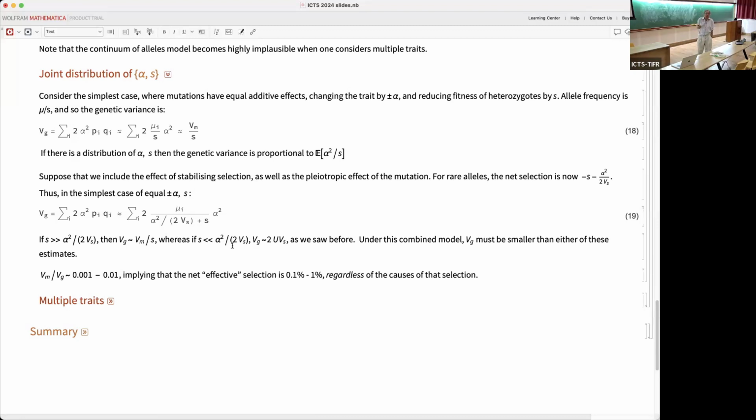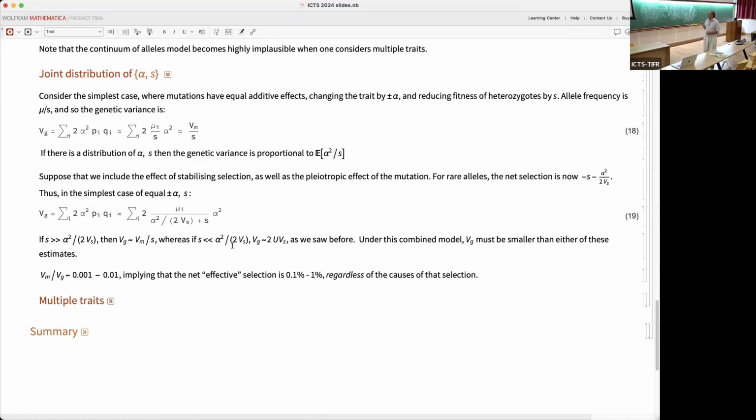And all that's saying is that, well, if you've got a certain standing genetic variance, you've got mutation coming in, increasing the variance by Vm per generation, you've got to have something eliminating that variance. That is, the underlying alleles have got to be eliminated at a rate S to match that. And so this is actually a very robust result, which doesn't depend on that many assumptions. It's really about the relative timescale of mutation coming in, increasing variance, and selection eliminating variance. In fact, if you have a distribution of alpha and S, which in principle is measurable, then it's the expectation of alpha squared over S that matters.